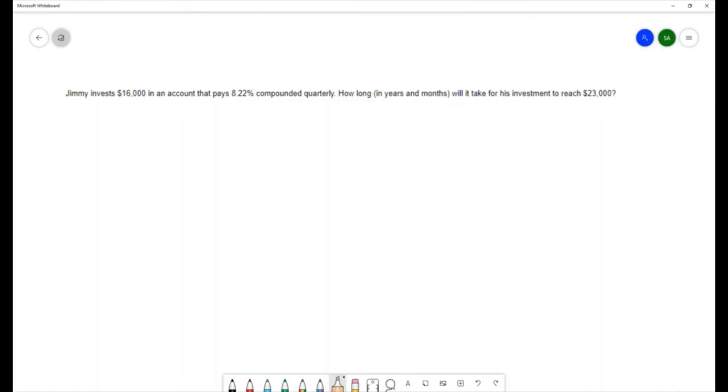I'm going to highlight a portion of the problem that helps us. Right here, the question says that the interest is compounded quarterly, and that's an indication of which of the compounding formulas we're going to use. For compounding quarterly, we would use the formula A equals P times (1 plus r over n) to the nt.